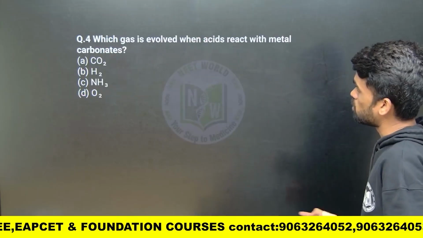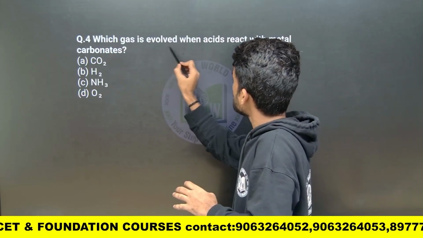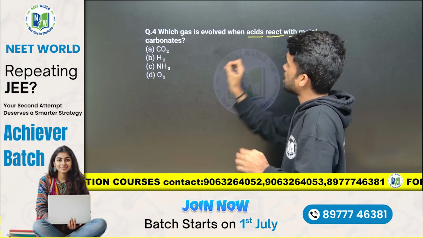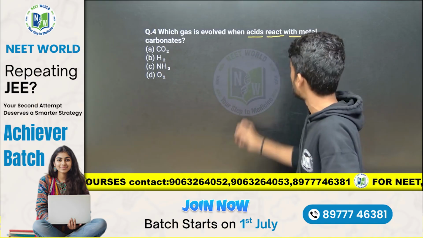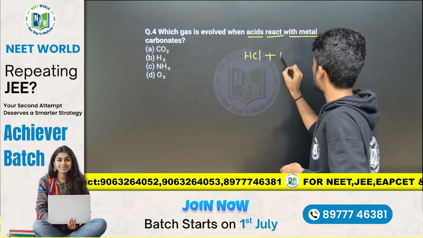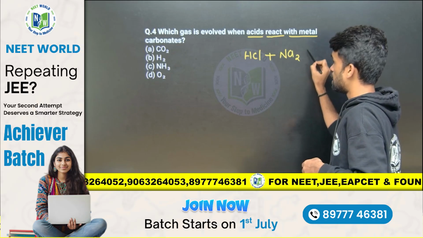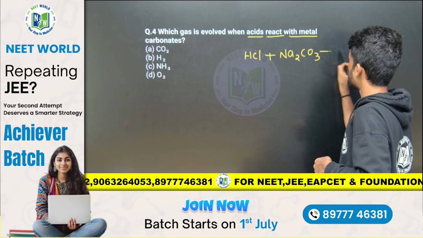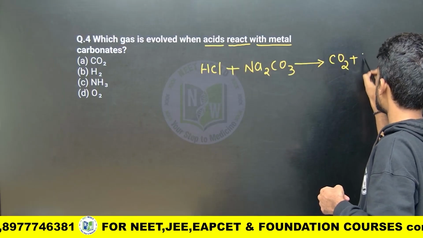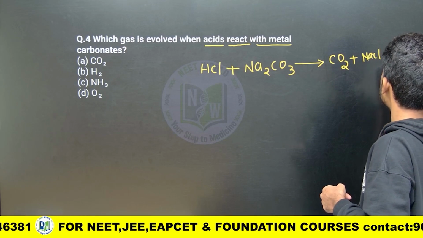Now we have one more question here. Which gas is evolved when acids react with metal carbonates? Just now we have seen HCl is an acid, reacting with metal carbonates like Na2CO3, okay? So which gas is evolved? We have seen CO2 gas is evolved along with NaCl plus H2O, right?